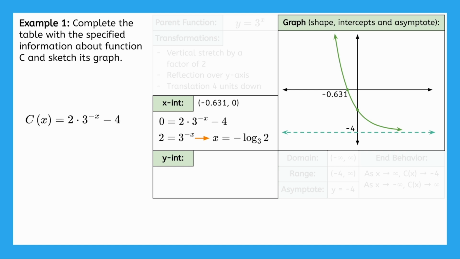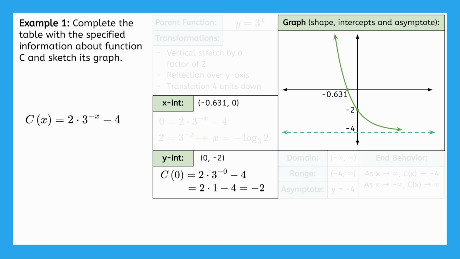To find our y-intercept, we now replace x with 0 in c of x, which gives us an output of -2. Our y-intercept is therefore (0, -2). Our sketch of the graph of c is now complete.